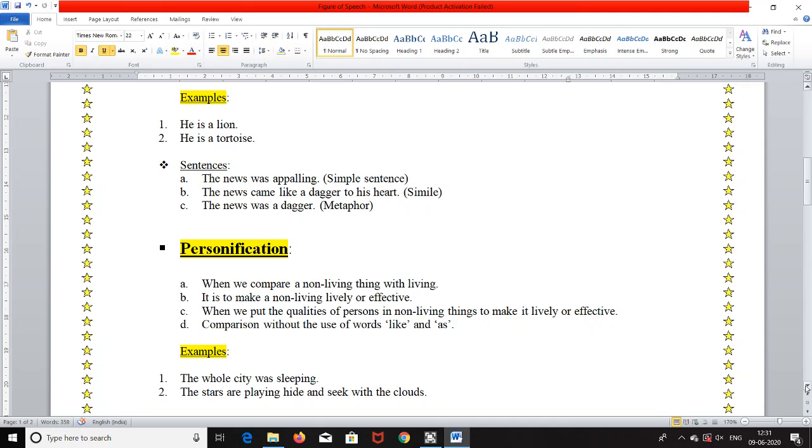Another one is the stars are playing hide and seek with the clouds. They cannot play hide and seek. They are not living things. But here stars are personified again.